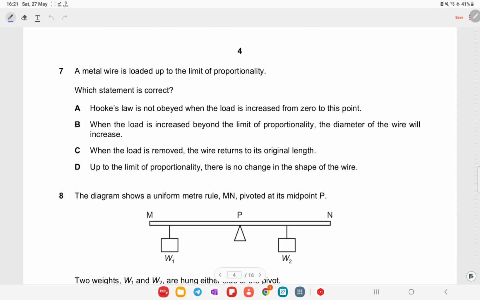A metal wire is loaded up to the limit of proportionality. Which statement is correct? Hooke's law is not obeyed when the load is increased from 0 to this point.